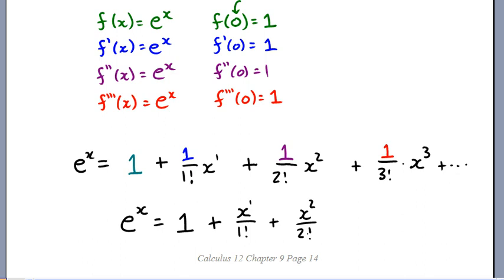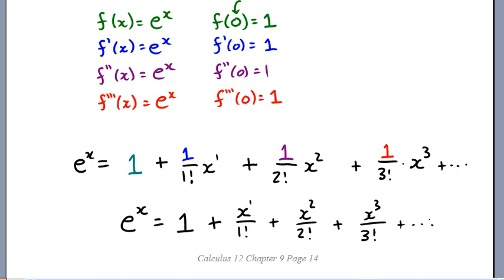It's the second degree or second order polynomial. Okay, moving on down the road, I'd have x cubed divided by 3 factorial, and so on. I could keep adding more and more terms if I felt I needed to.